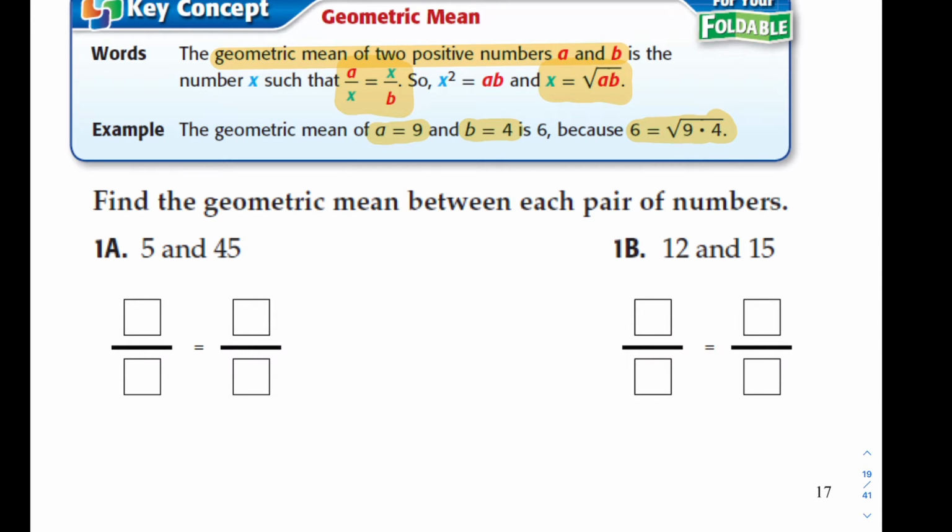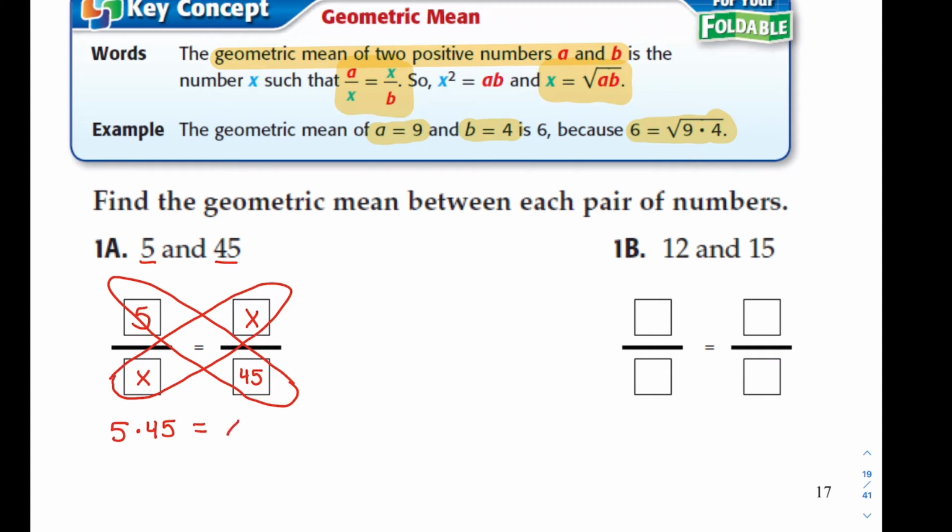A few examples. So we have 5 and 45, and we'd like to find the geometric mean between the two of them. So we place 5 and 45 diagonally in the proportion, and we set the geometric mean equal to x, and we represent that in two places in the proportion, one on top and one on the bottom, on either side of the equal sign. By cross multiplying, we get 5 times 45 equals x times x, or x squared.